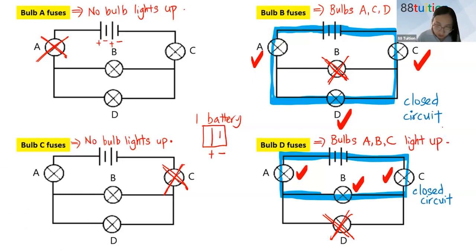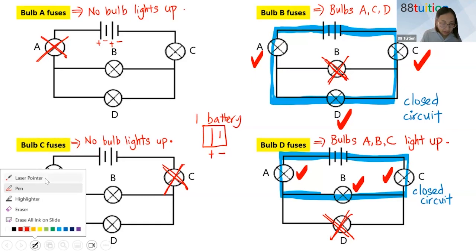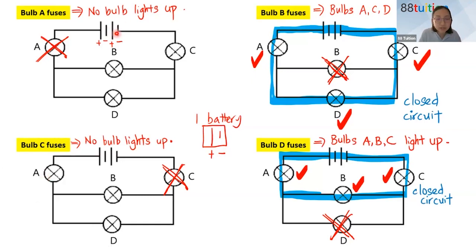All right, is everybody clear about this? Now take note that if you have a bulb that's just next to the battery, very close to the battery, A is very close to the battery. C is also very close to the battery. In fact, A is just next to the battery, C is next to the battery. If bulb A fuses, end of the story. No closed circuit. If bulb C fuses, also end of the story. No closed circuit. No bulb lights up. So take note of A and C because A is next to the battery and C is next to the battery.